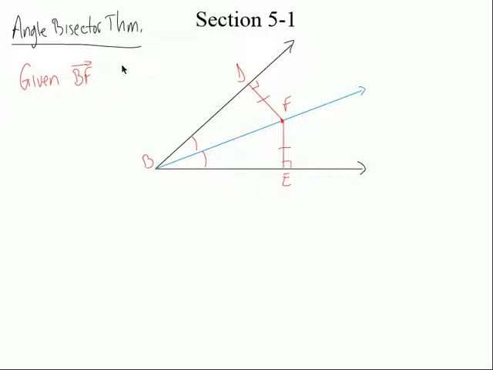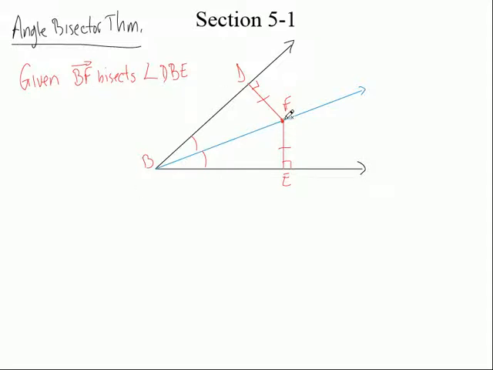Or you know what I'm going to do? I'm just going to say bisects. Bisects what? Angle. No, it only bisects one angle. It's DBE, right? Angle DBE. Good. All right. So it's given that this bisects angle DBE.